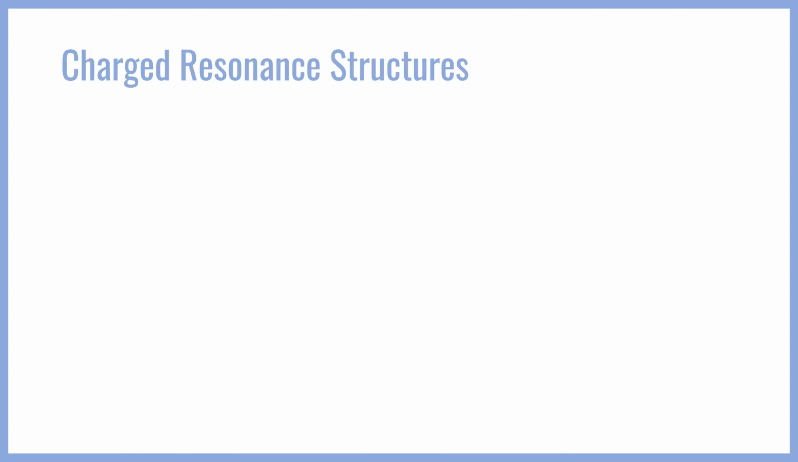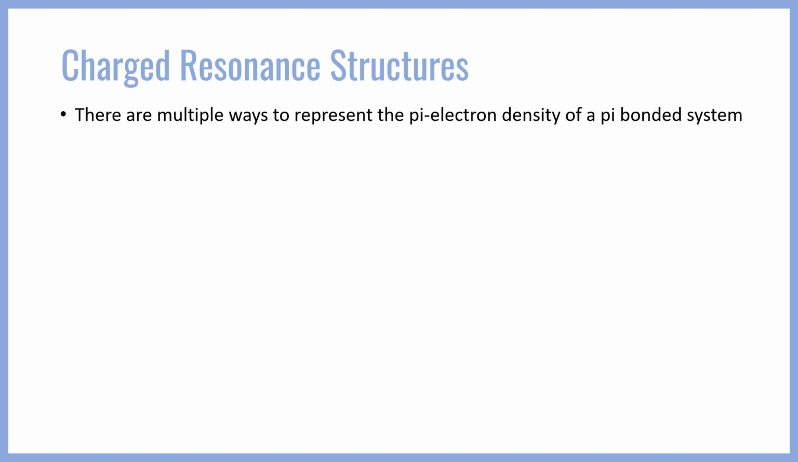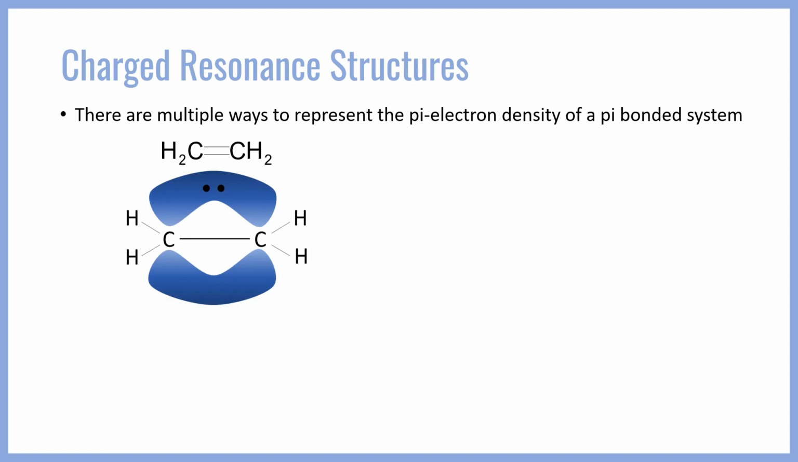So where things start to get tricky is that there's actually multiple ways to represent the pi electron density of a pi bonded system beyond just the connectivity of those bonds, right? So we already talked about the fact that pi bonds can be represented as this bonded system where the electrons are shared across both atoms. However, in addition to changing where the pi bonds are placed, we can actually completely shift the bond onto one atom or the other. And in separating that, we actually create formal charges.